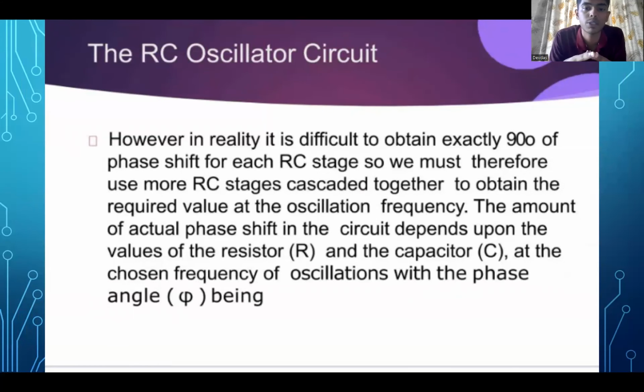However, in reality, it is difficult to obtain exactly 90 degrees of phase shift for each RC stage. We must therefore use more RC stages cascaded together to obtain the required value at the oscillation frequency. The amount of actual phase shift in the circuit depends upon the values of the resistor and capacitor at the chosen frequency of oscillation. At each RC combination there's a phase shift, so you can estimate how many RC pairs you need for the output to be in zero phase, or in phase with the input.